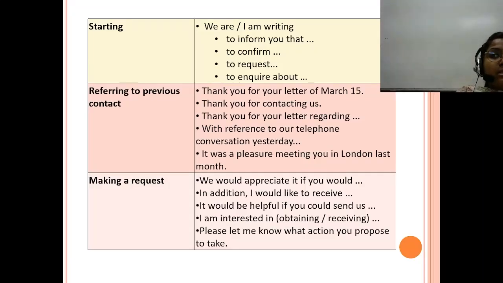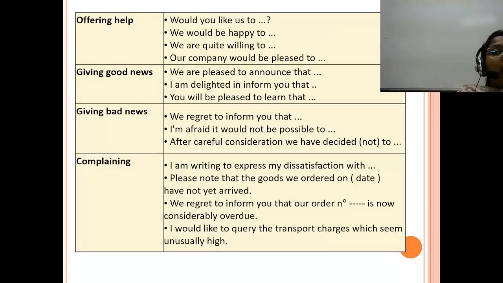Now, next comes starting. How can we start these letters? First, "I am writing". Use these types of words. Don't just write I or we to inform you that. Referring to previous correspondence means "Thank you for your letter" written on that date. You can write any date there. Making a request: try to request the other person. Next, offering help. That includes "Would you like us to do...?"